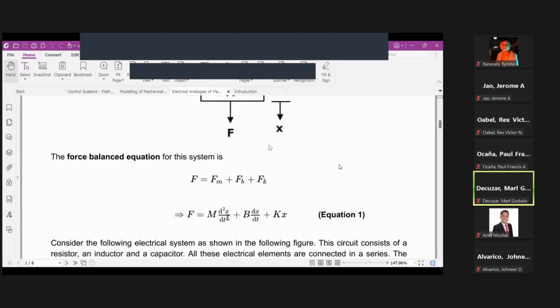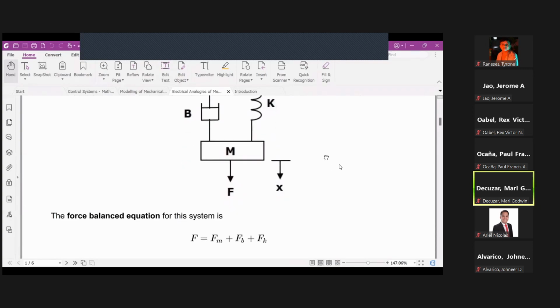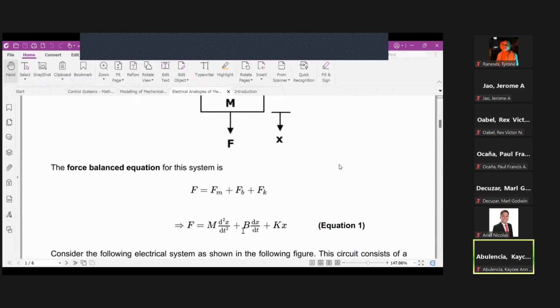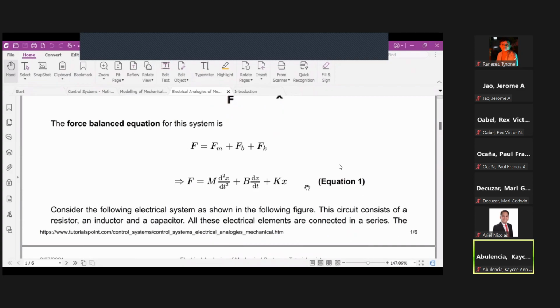So in this case, this is the equation of the force of your mechanical system here. Nakukuha po ba? This is your mechanical system. And when we write the force balance equation in a differential form, this will be your equation. Okay, the equation 1. Nakukuha po?